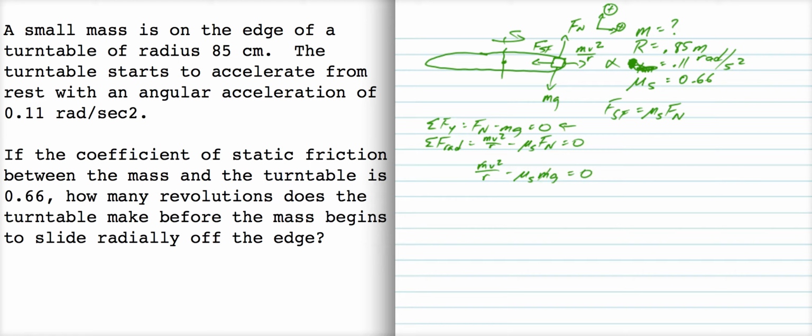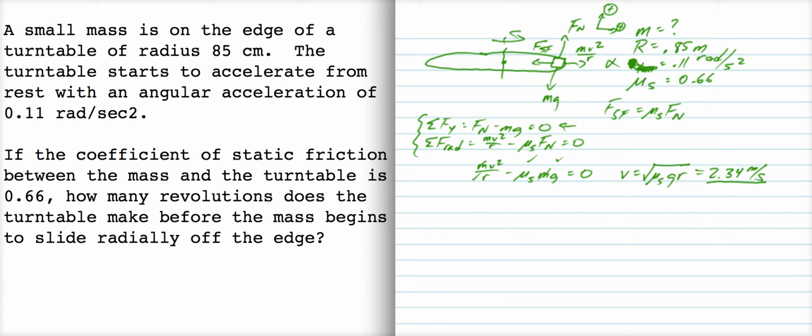I can solve for v because I know r, I know mu sub s, and I know g. I get v equals the square root of mu sub s times g times r, which is 2.34 meters per second. What I've done here is write a couple of force equations given the situation that this mass is just about to fly off the edge, and I've solved for the only unknown I have, which is v. So when this thing is moving 2.34 meters per second, it's just about to fly off the edge.